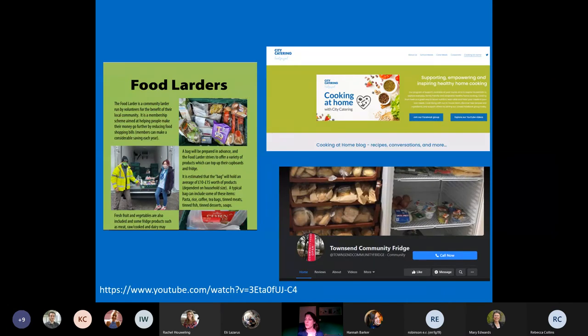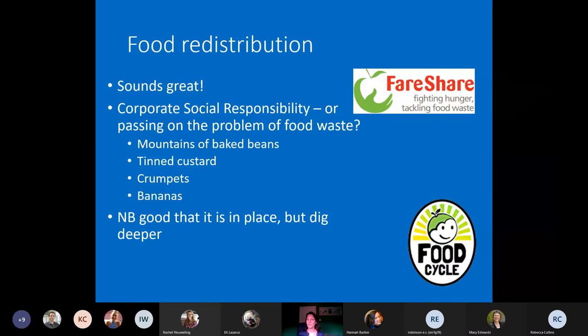So here's just another example of the different opportunities available. So there's Townsend Community Fridge, which is one of the examples of the free resources. You go there, you get your bread, your yogurt, whatever is available. And then the food larders, where there's, again, you pay some money and you get some food back out of it. And you have some choice depending on which particular model you're in.